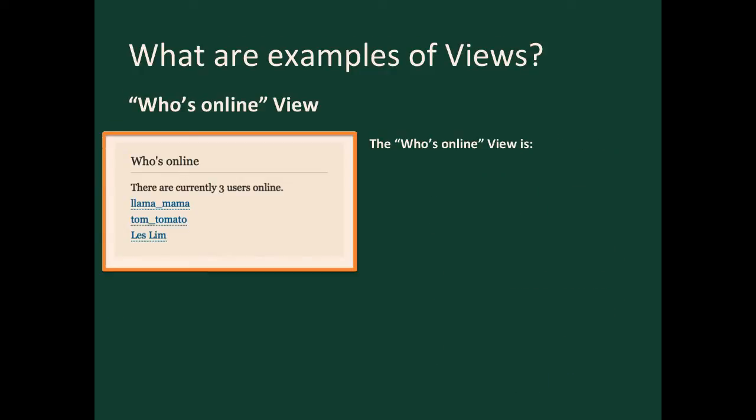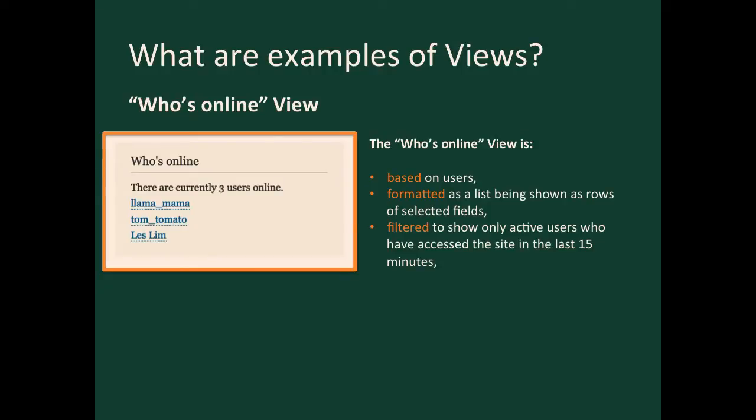The third example of a view that we had is the Who's Online view. This is based on users. The thing that's being shown in the view is primarily users, as opposed to content or files like in the previous examples. It's formatted as a list, being shown as rows of selected fields, and that might not make sense yet. We'll go over that in a sec. It's being filtered to show only users who are active and users who have accessed the site in the last 15 minutes. And it's sorted to put the more recently online users at the top.